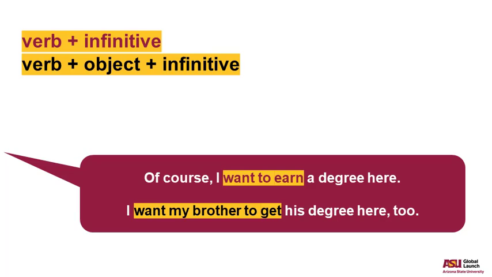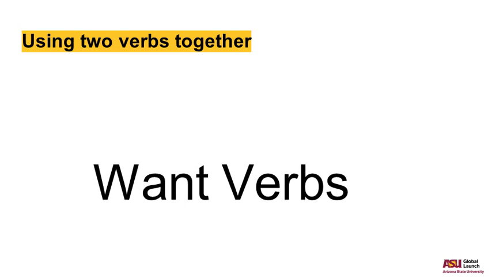In the next sentence, Jenna explains that she wants to earn her degree at ASU, but she also wants her brother to get his degree here too. Use this pattern, verb plus object plus infinitive, when you or the subject of the sentence wants someone, the object, to do something. Luckily, there is a group of verbs that follow the same patterns as want.